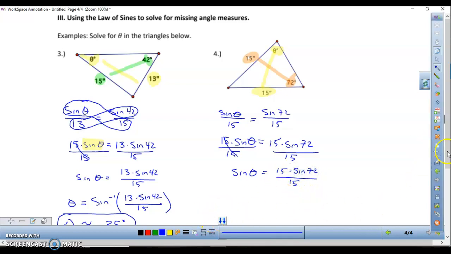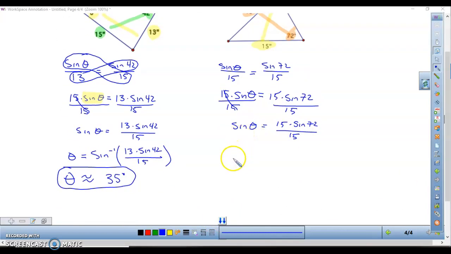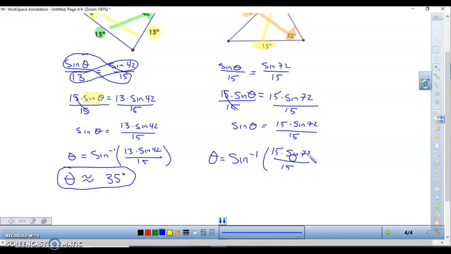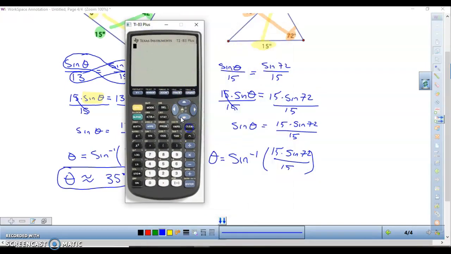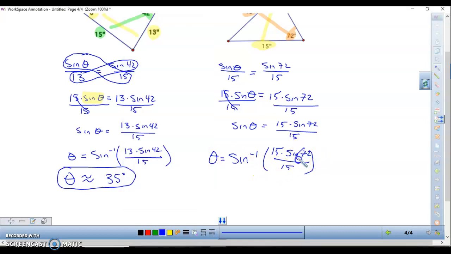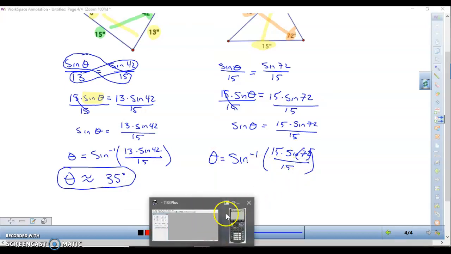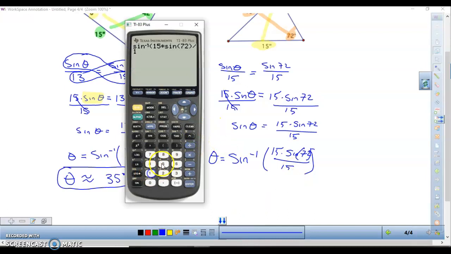Now, just as we did in the previous example, we're trying to solve for an angle, which means we've got to use the inverse sine, or the second sine option in our calculator. So theta will equal the inverse sine of this entire fraction. So I'm going to punch that in my calculator and say second sine, 15 times the sine of 72 degrees. Close that parenthesis around the 72. Divided by 15. Close the parenthesis, and theta is 72 degrees.